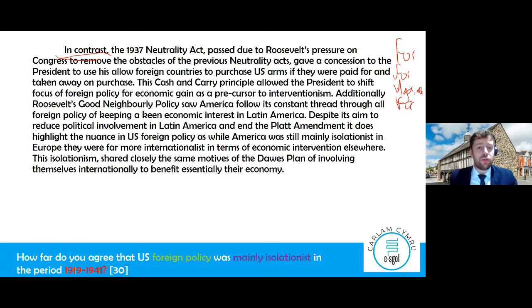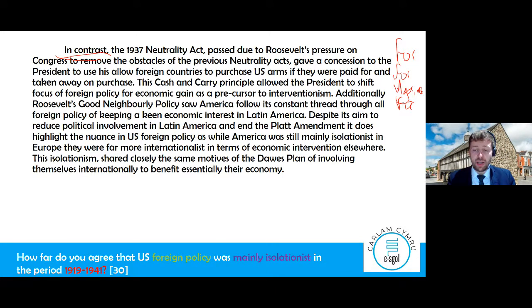In contrast, the 1937 Neutrality Act, passed due to Roosevelt's pressure on Congress to remove the obstacles of the previous Neutrality Acts, gave a concession to the president to allow foreign countries to purchase US arms if they were paid for and taken away on purchase. This cash and carry principle allowed the president to shift the focus of foreign policy for economic gain as a precursor to interventionism.